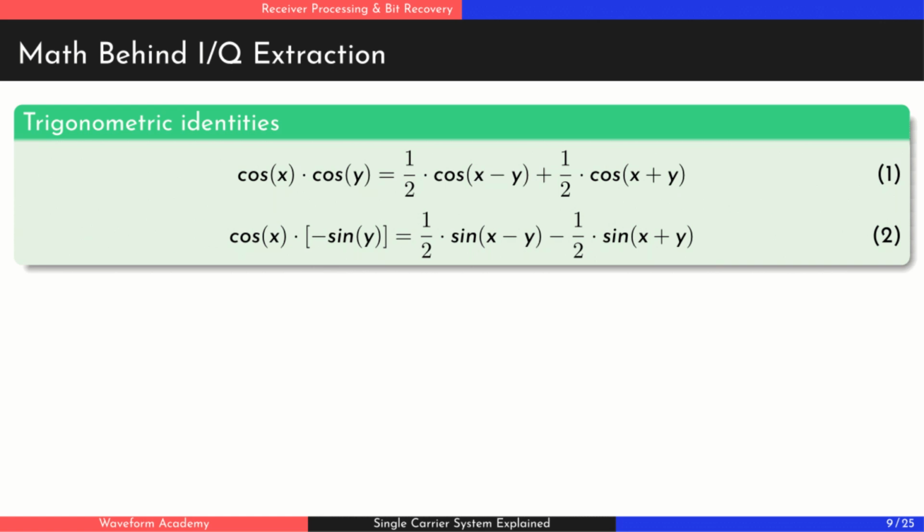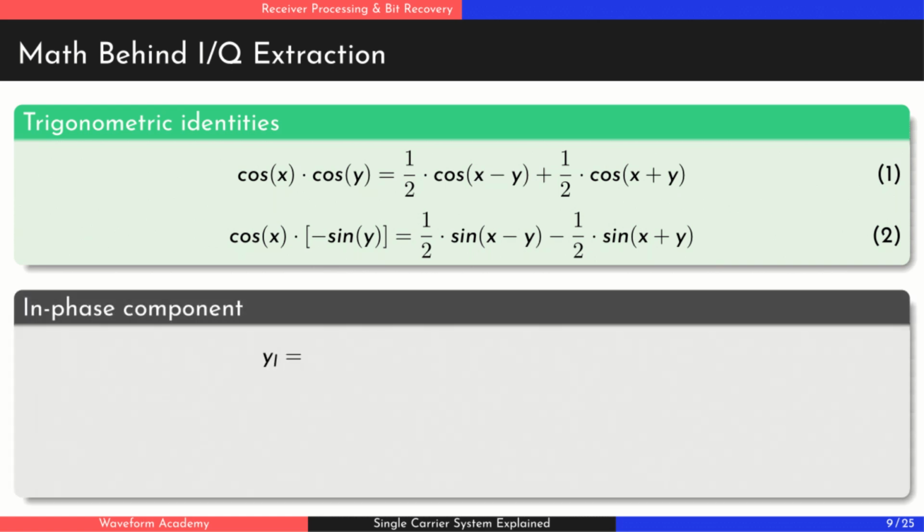For those who want to understand this process more deeply, let's look at the mathematical foundation behind it. The key idea relies on the 2 trigonometric identities shown on the slide. Let's start with the in-phase component. The received signal can be expressed as a cosine wave at the carrier frequency, whose amplitude and phase vary over time according to the transmitted QAM symbols.